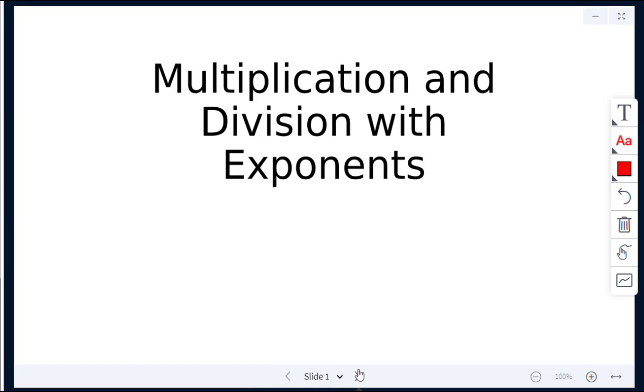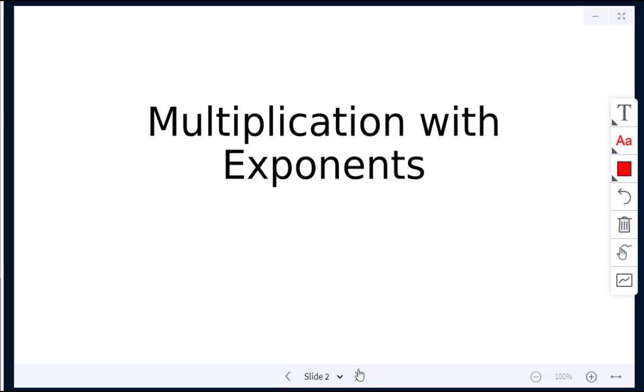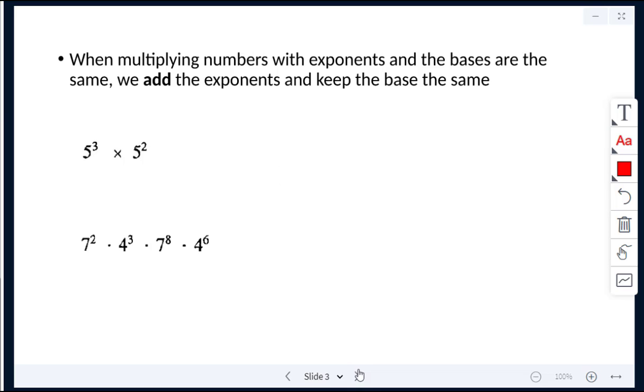So we're looking at multiplication and division with exponents today. We'll start by looking at multiplication with exponents first. So when we multiply numbers with exponents and the bases are the same, we can add the exponents and keep the base the same. So very, very important here is that the base has to be the same.